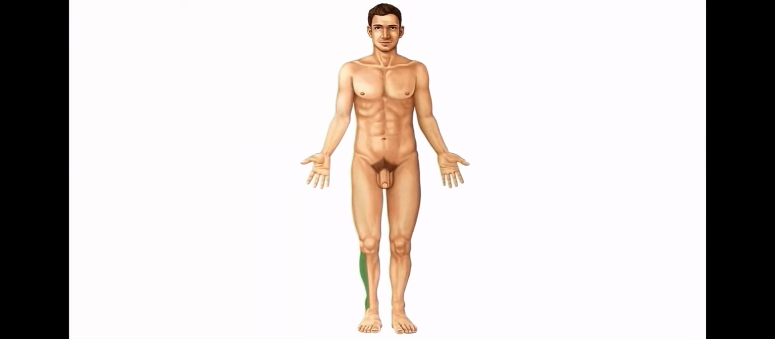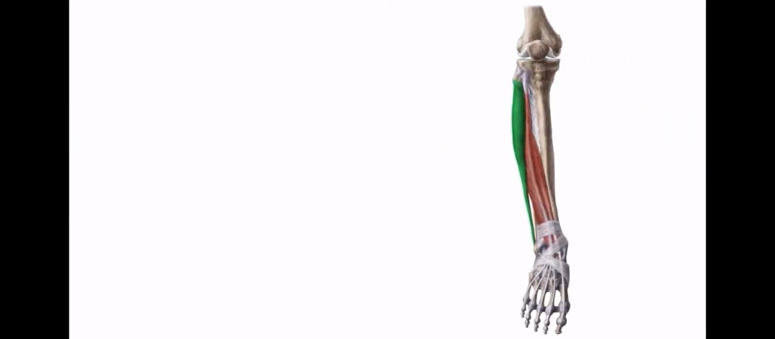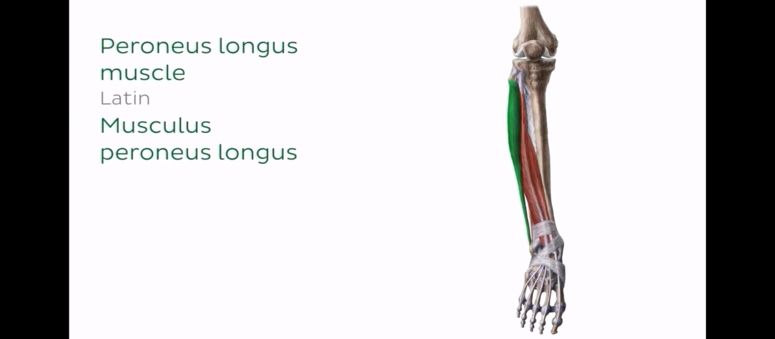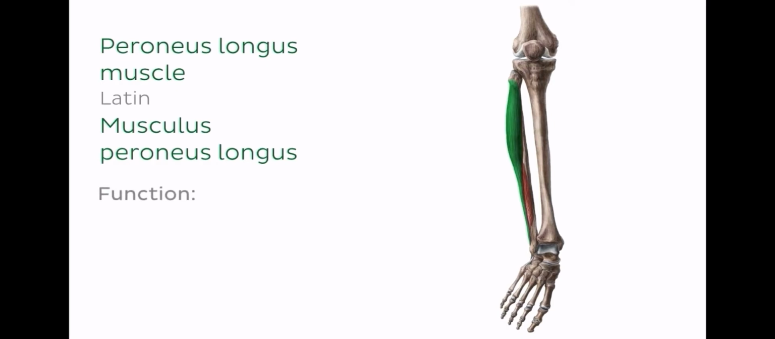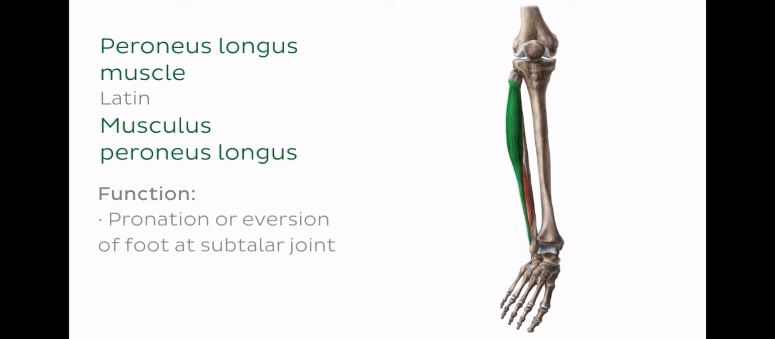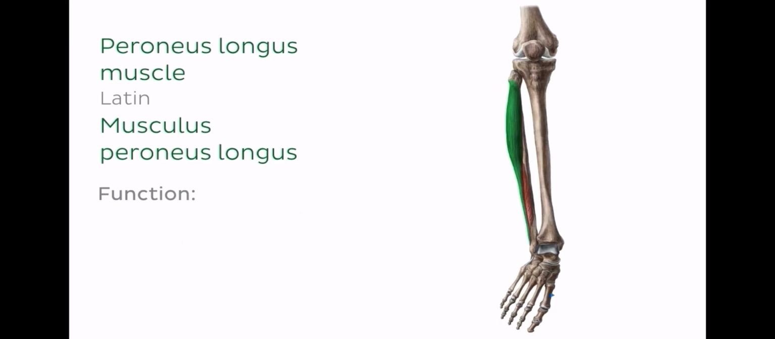And again, we're looking at an anterior view of our right leg, which means that the green muscle is on our lateral aspect of the leg, and that green muscle is the peroneus longus muscle. And this muscle is also sometimes called the fibularis longus muscle. And again, we're just bringing in an image that shows you some of the functions of the peroneus longus muscle. And the peroneus longus muscle is involved in plantar flexion of the foot in the talocrural joint, as demonstrated by our little image down the bottom. The peroneus longus muscle is also involved in pronation or eversion of the foot at the subtalar joint. And the peroneus longus muscle also supports the transverse arch of the foot.